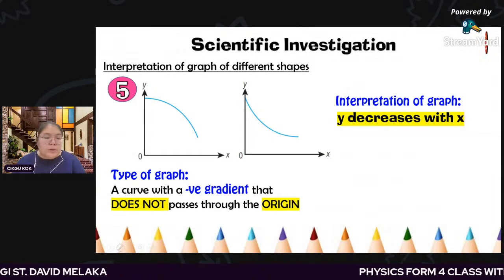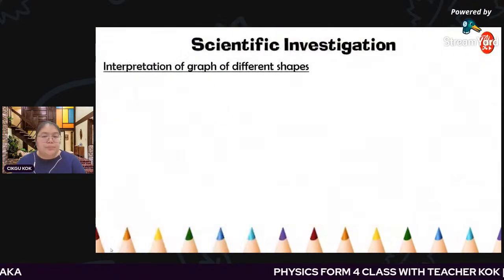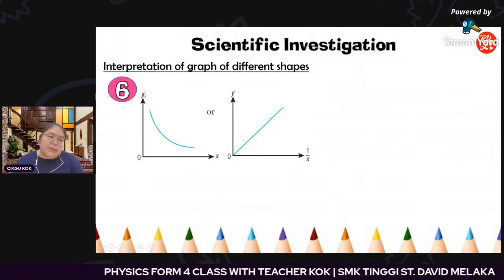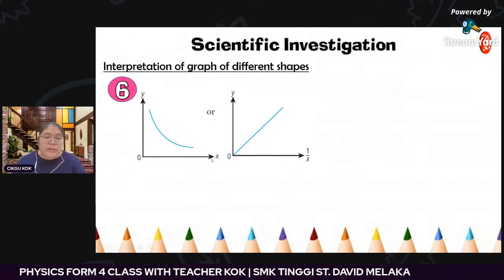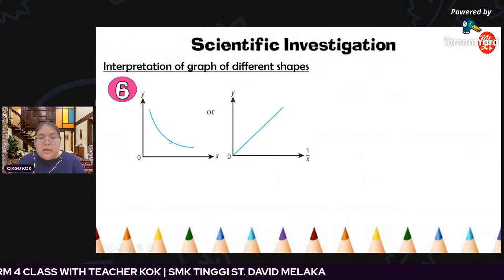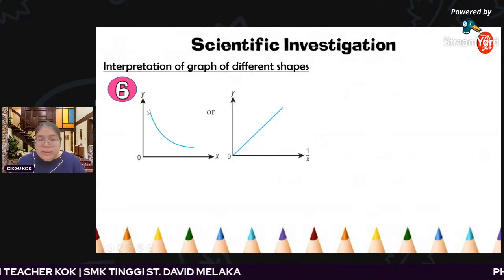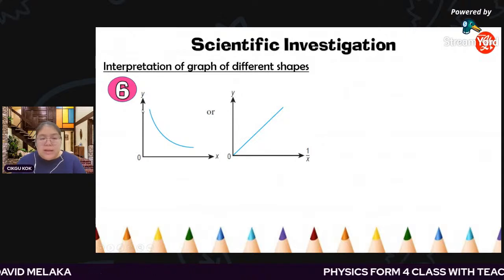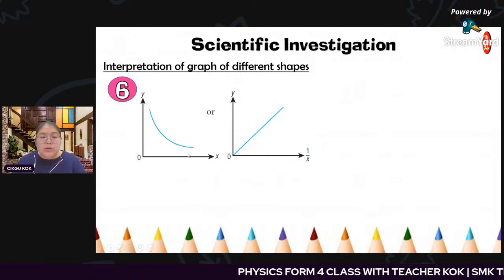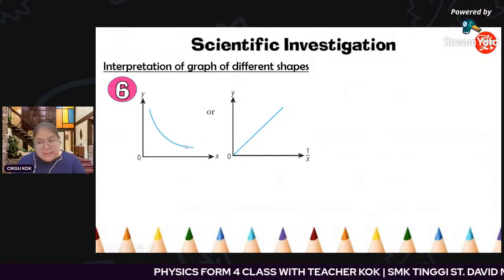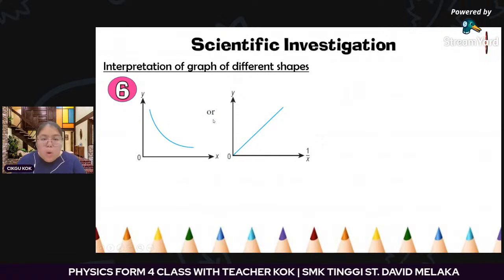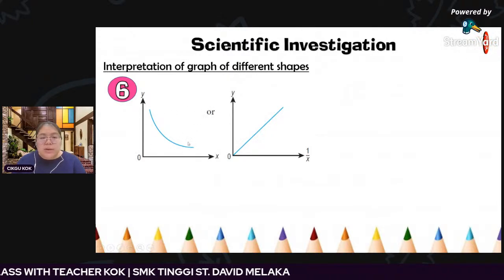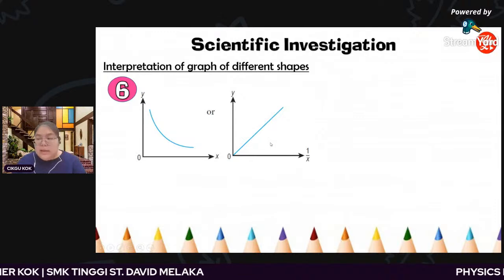So we go through another type. Number 6. You can see number 6, y versus x. This one is never touching. Just now we had touching the y-axis. This one, the line never touches the y-axis, and also never touches the x-axis. They can say 'or', not 'and'. So that means this graph and this graph have the same meaning.